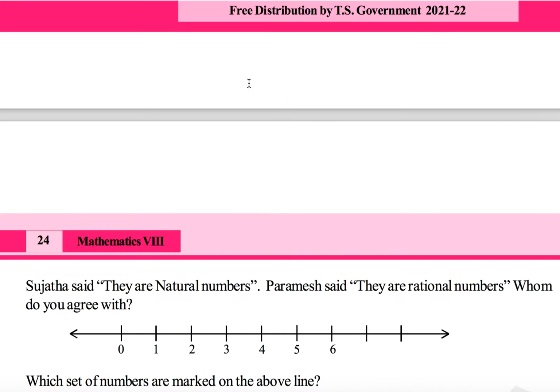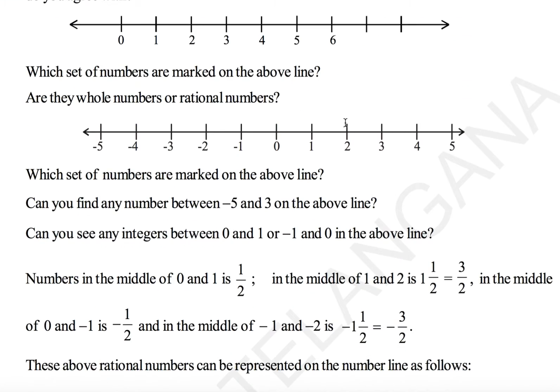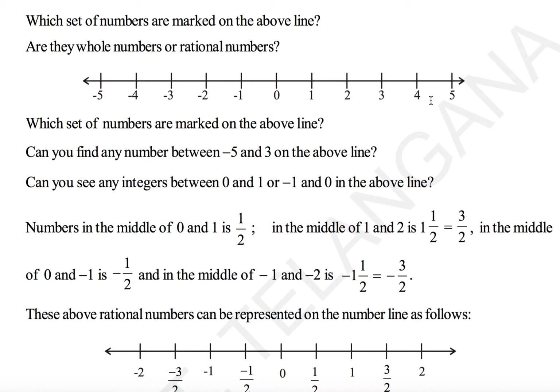Those are natural numbers. Natural numbers, no problem. This is correct. Which set of numbers are these? These are whole numbers. Natural numbers plus 0 is nothing but whole numbers. Now, which set of numbers is marked on the number line?